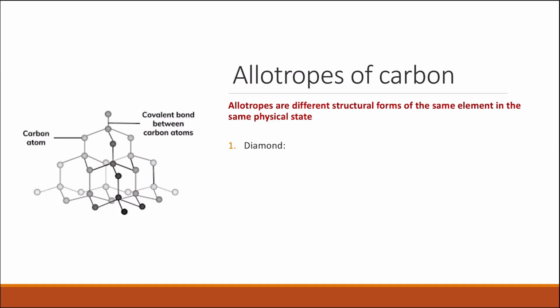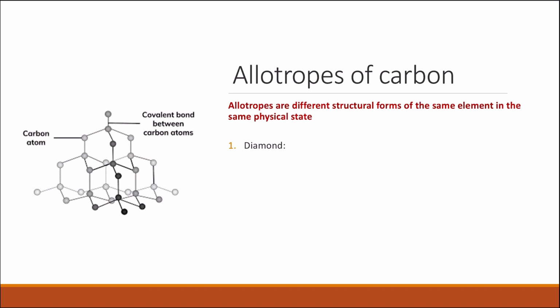In this video, I'm going to talk to you about the allotropes of carbon. So what are allotropes? Allotropes are different structured forms of the same element in the same physical states. Any allotrope will only consist of one type of atom which are linked together by covalent bonds. The examples of the allotropes of carbon are diamond.